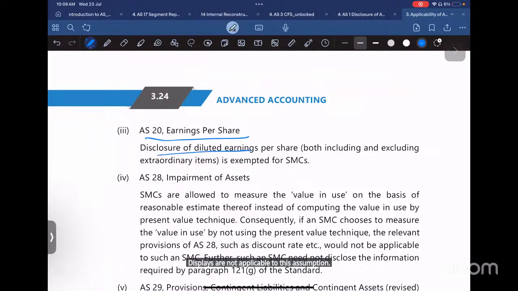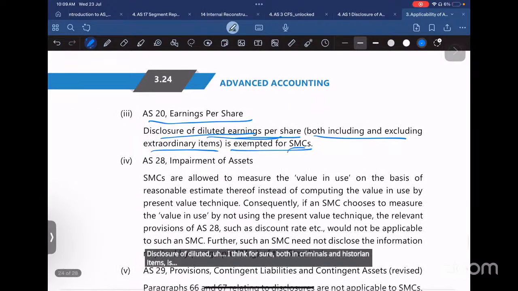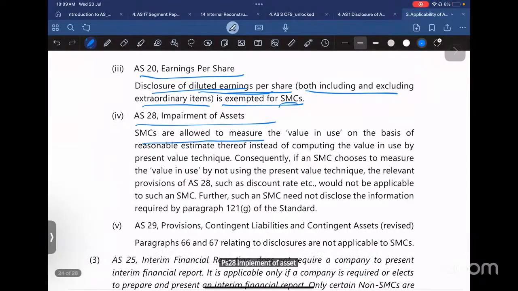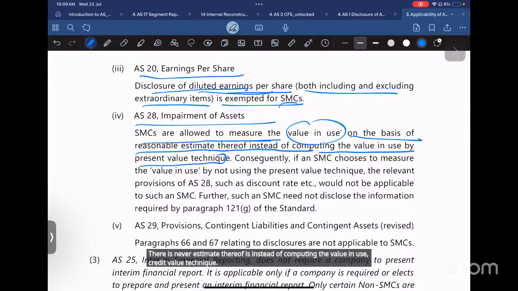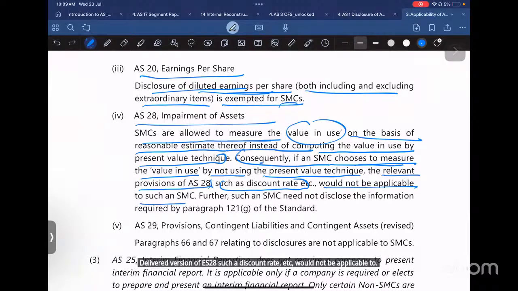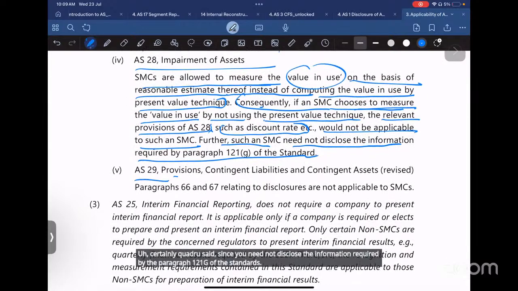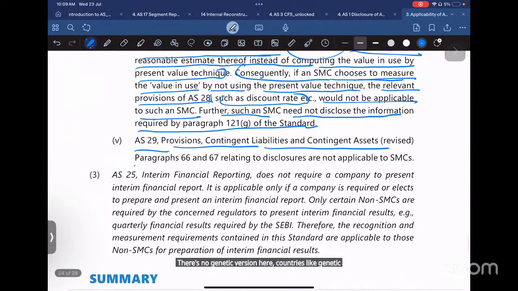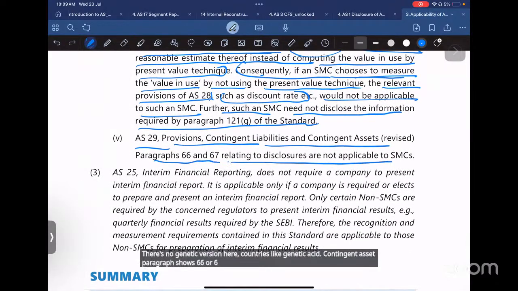AS 20, earnings per share: disclosure of diluted earnings per share, both including and excluding extraordinary items, is exempted for SMCs. AS 28, impairment of assets: SMCs are allowed to measure the value in use on the basis of a reasonable estimate thereof, instead of computing it using the present value technique. Consequently, if an SMC chooses to measure the value in use without the present value technique, the relevant provisions of AS 28, such as discount rate, would not be applicable to such an SMC. Further, such an SMC need not disclose the information required by paragraph 121G of the standard. AS 29, provisions, contingent liability and contingent asset: the disclosure requirements of paragraphs 66 and 67 are not applicable.